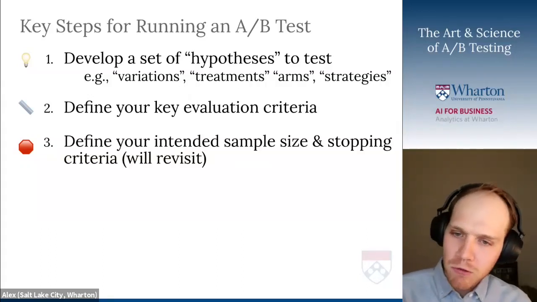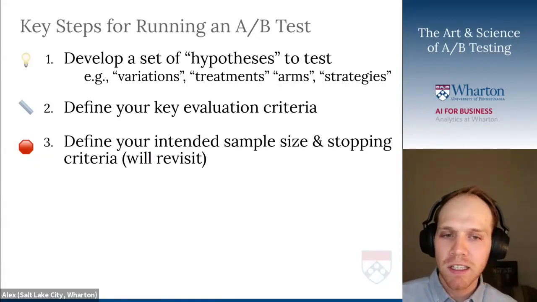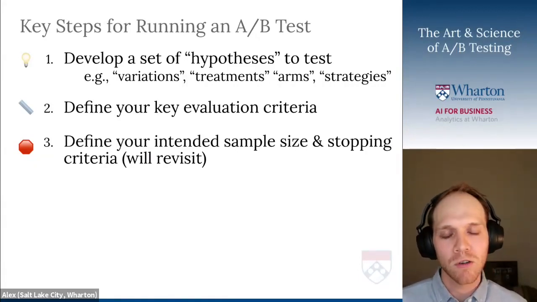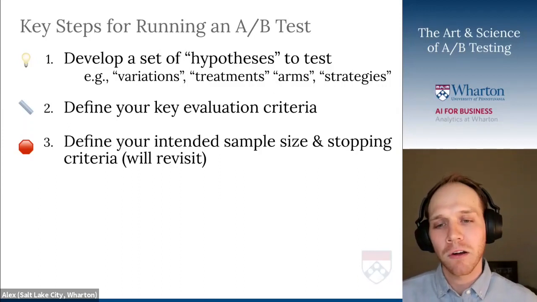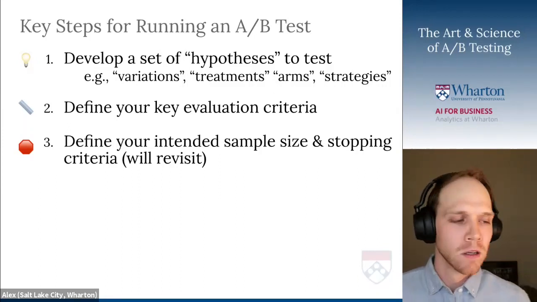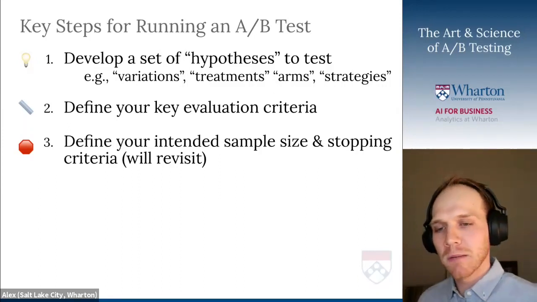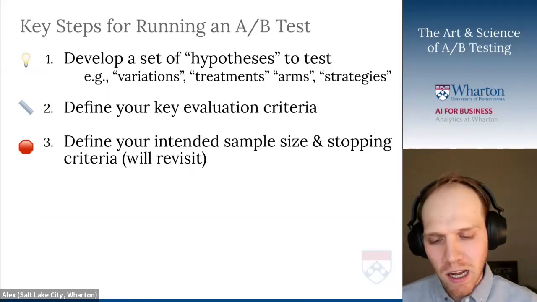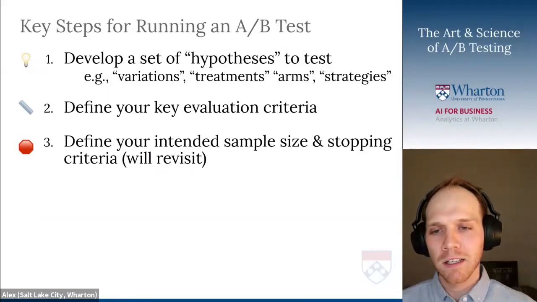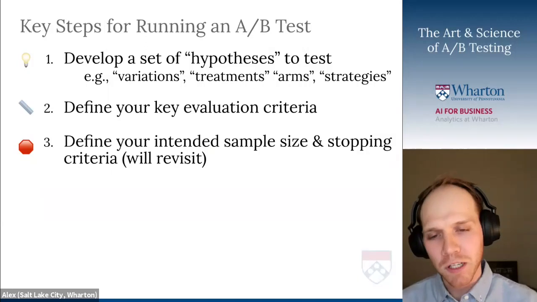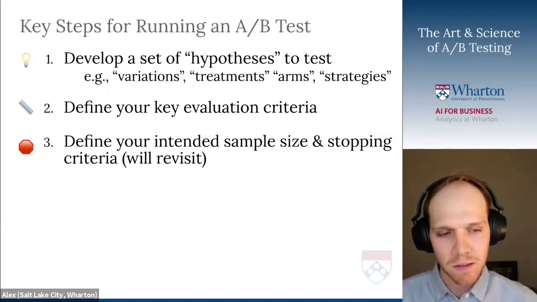A third step when it comes to running an experiment is to define your intended sample size or your stopping criteria, or, more or less, to determine how long you're going to run the experiment. This is something I'm going to be revisiting in the second half of this talk. So for now I'm just going to assume that the length of an experiment is taken for granted, or given.